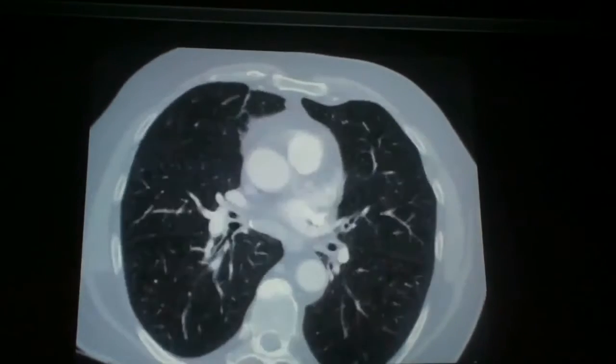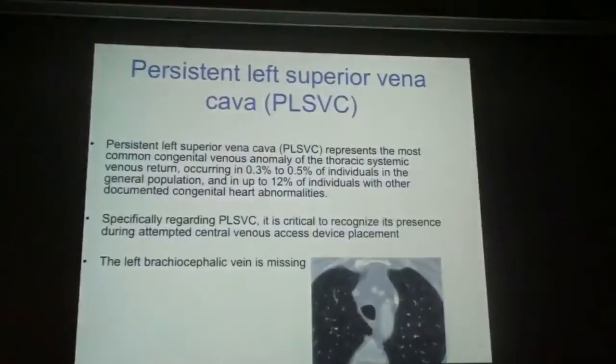So, what do you need to know about persistent left superior vena cava? It's the most common congenital venous anomaly of the thoracic systemic venous return, occurring in 0.3 to 0.5% of individuals, and it's more common in patients with other documented congenital heart abnormalities. And in this case, the left brachiocephalic vein is missing. Okay?